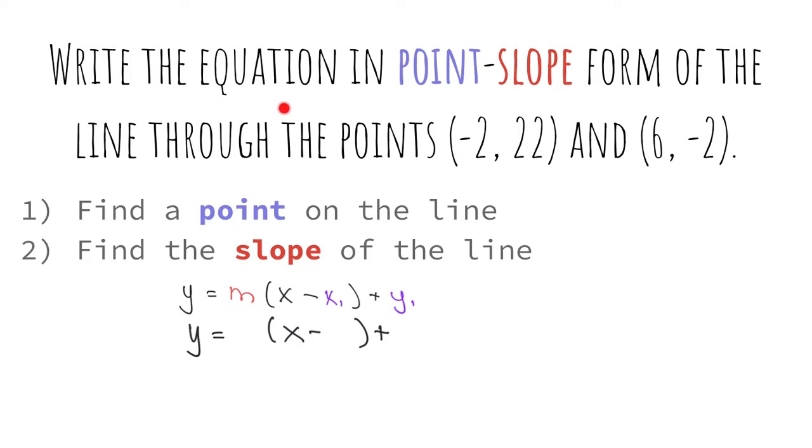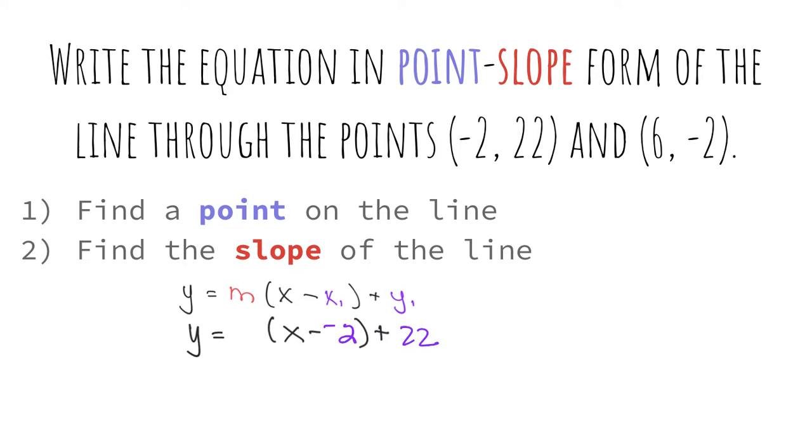So for this first example, write the equation in point-slope form of the line through these 2 points, (-2, 22) and (6, -2). So you're going to find the slope, and you're going to pick a point. That point that you pick can be either point. We've been kind of doing the first point just to keep it consistent and simple. So if I'm putting that point in, I'm going to subtract -2 for my x and add 22 for my y.